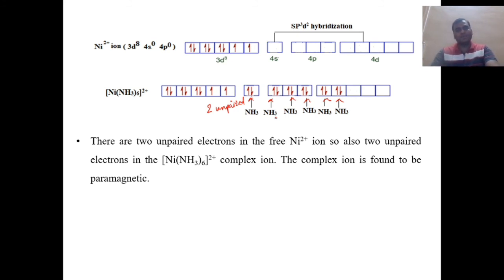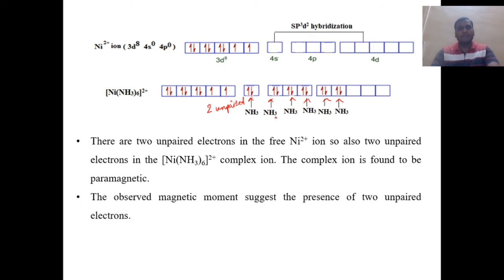Okay, so this is how we can find out whether electrons are paramagnetic, singly occupied, unpaired or paired. The observed magnetic moment suggests the presence of 2 unpaired electrons in this complex. So this is well in accordance with the hybridization as well as its magnetic moment. The complex ion is again octahedral in shape. There is no change in the shape whether it is d2sp3 or sp3d2 hybridization. In both cases, the complex ion shape is octahedral.